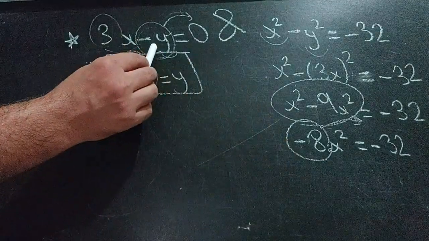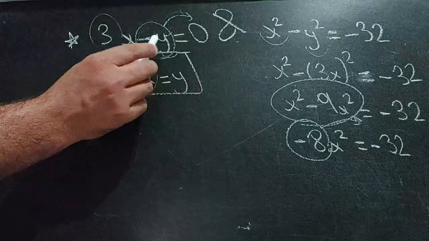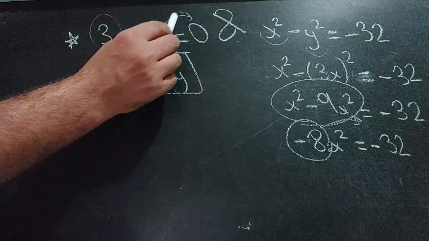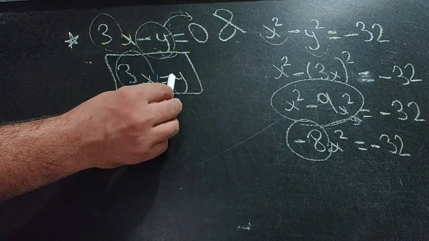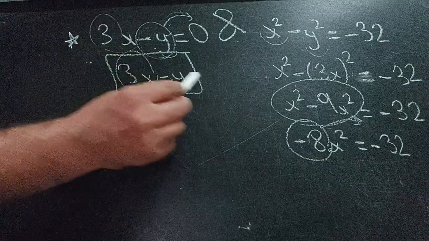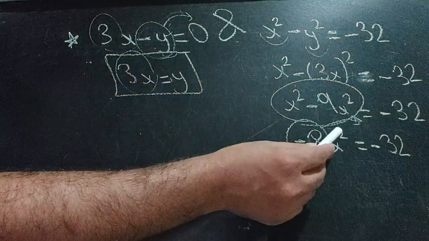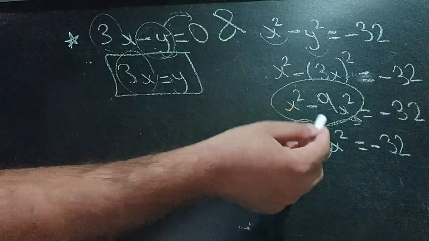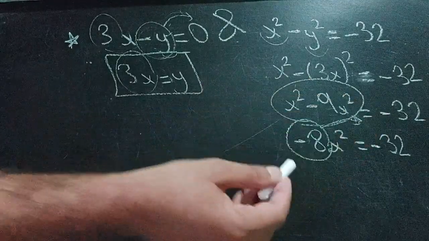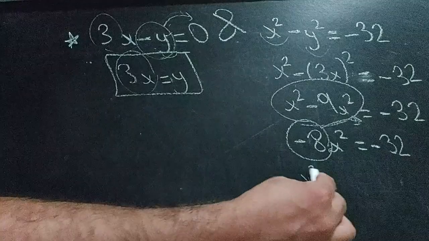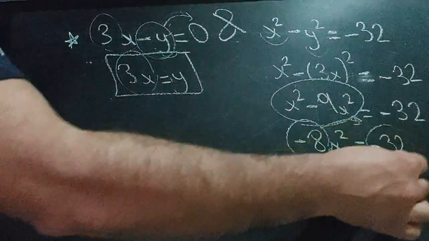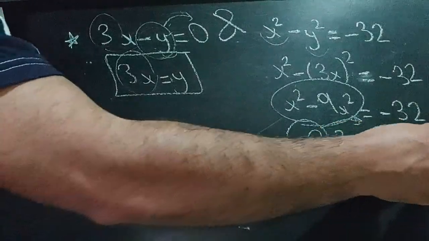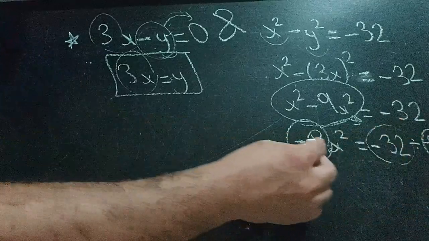So here the sign changed because of the operation. It was subtraction, it became addition. That's why this became positive. But this one, when you send it to the other side, you will change just the operation. It was multiplication, it will be division. x² will be negative 32 divided by negative 8.